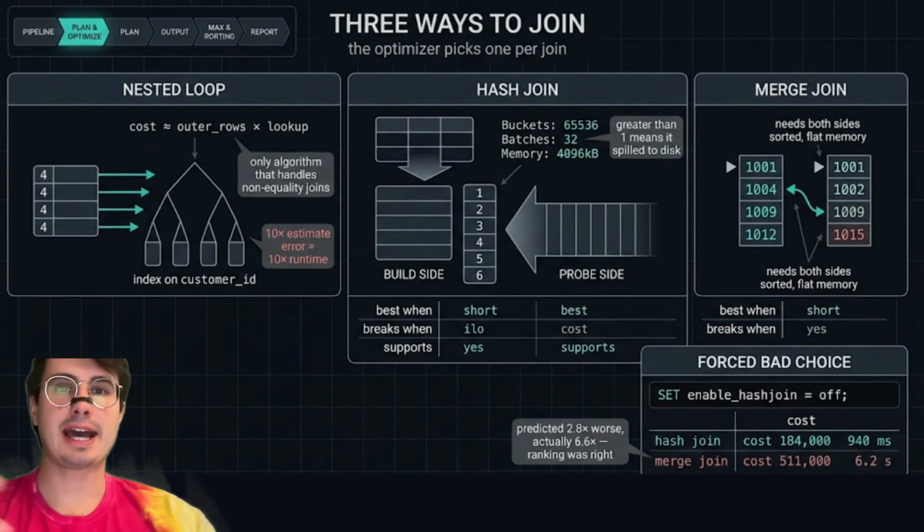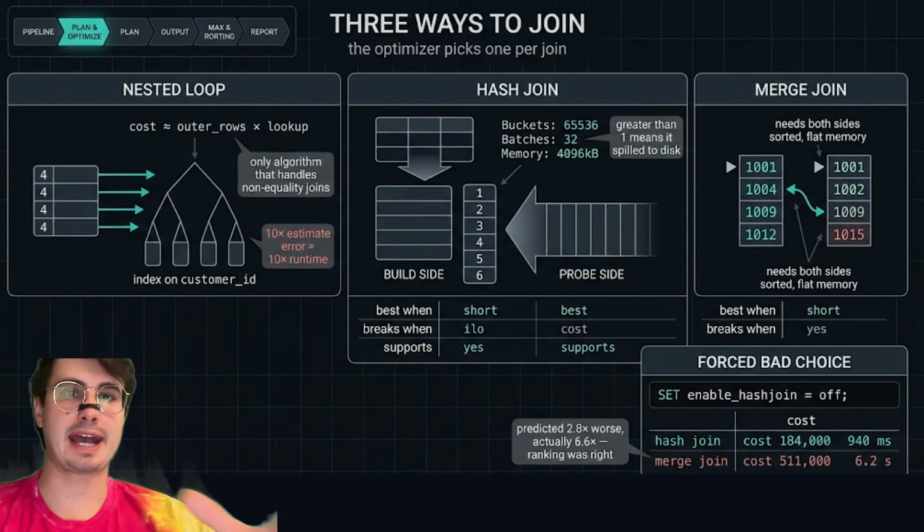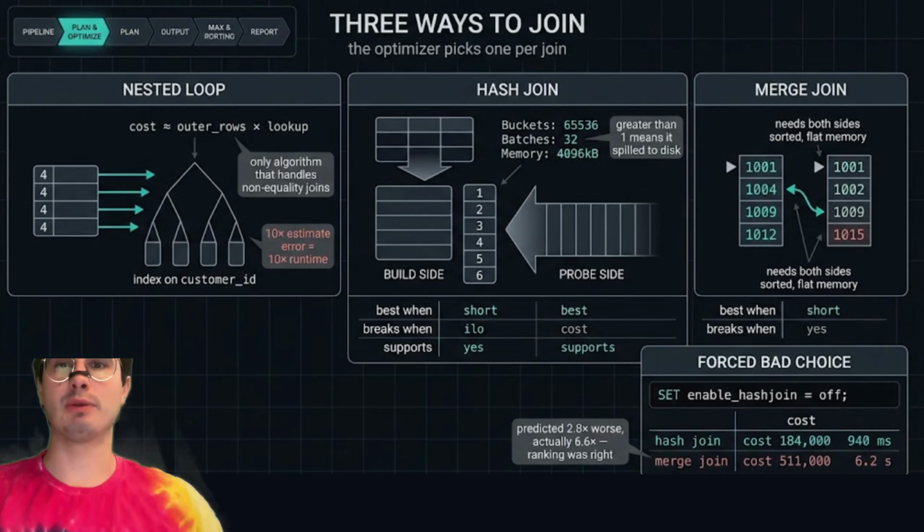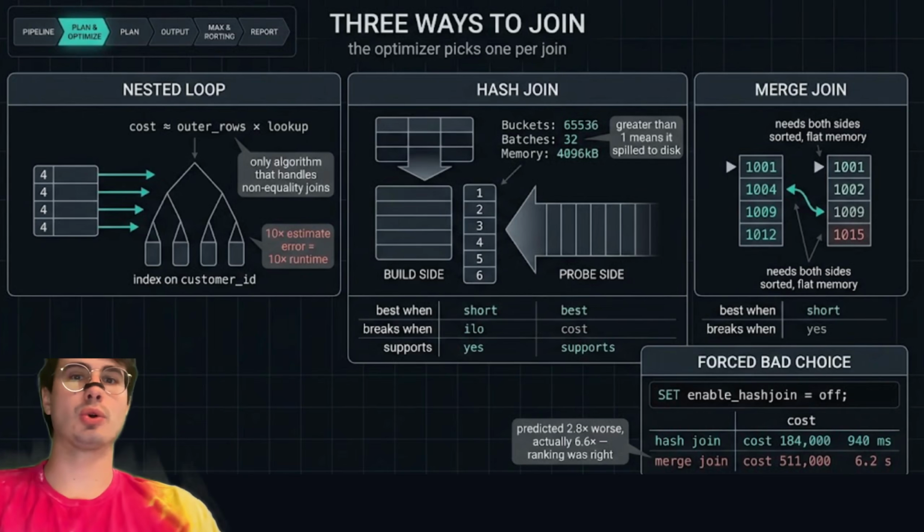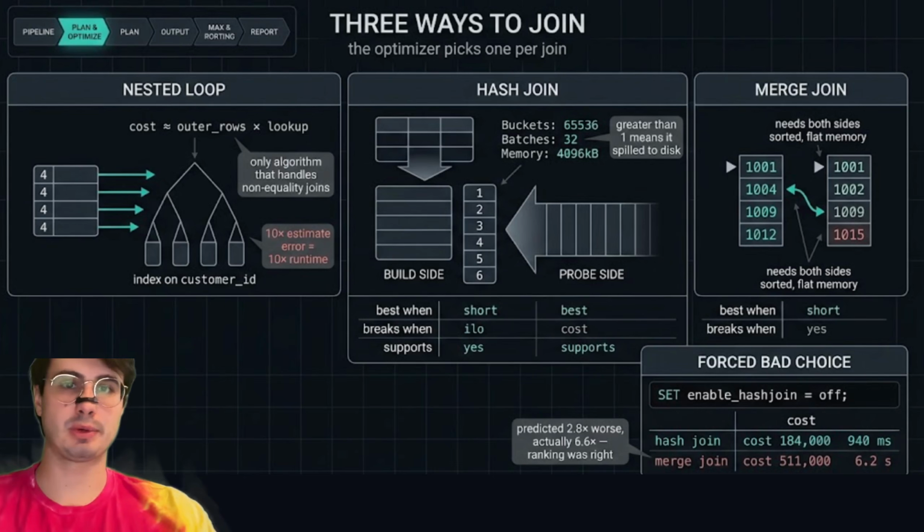And second one, the hash join. So pick the smaller side, read all of it into memory, and then build a hash table keyed on the join column. That's how the hash join works. Then you stream the bigger side past it and probe the hash table once per row. And hash join is the workhorse for large equality joins where you read each side once. Cost is roughly linear in the total rows on both sides, so it doesn't blow up when the estimate is off by 10x. And the catch is memory.